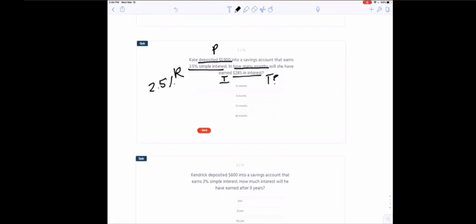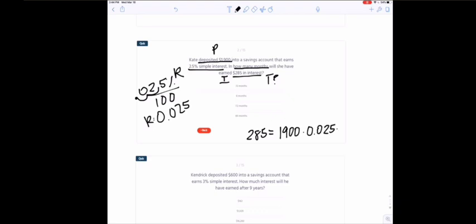Let's convert this rate into a decimal. So I'm going to divide it by 100, move it 2 spaces to the left, and get 0.025. So now that I have that, let me write my equation, plug everything in. So my interest, $285. My principal, $1,900. My rate, 0.025. My time, I don't know it, so I'm going to call it T. So now, I want to multiply these two together because they're on the same side of the equal sign. So I'm going to do 1,900 times 0.025.